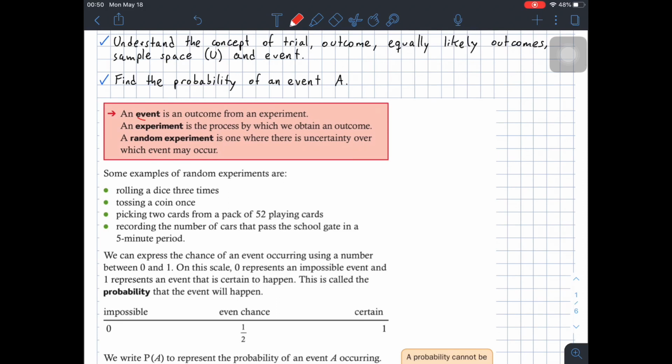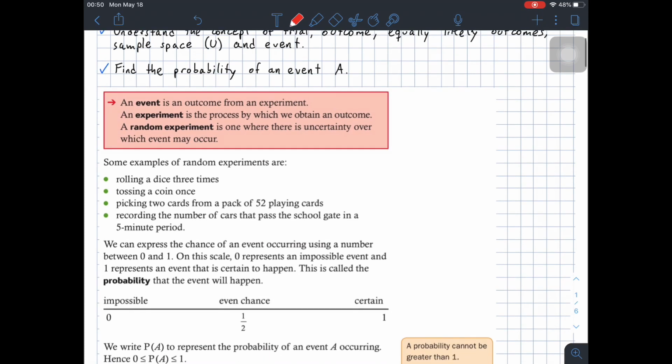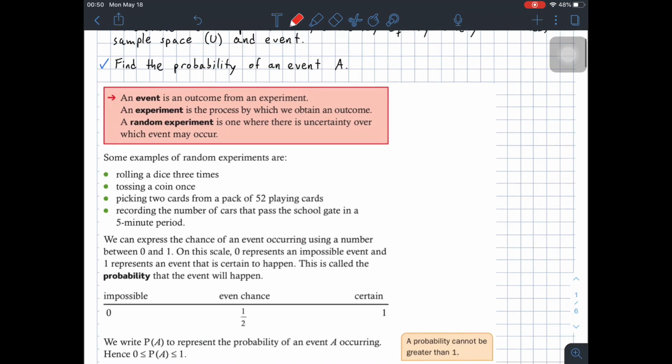It says an event is an outcome from an experiment. For example, if we talk about picking red color, the experiment is picking from an option of colors. The event is actually picking color red, for example, right? Then an experiment is a process by which we obtain an outcome. It's the process of obtaining the probability. Then a random experiment is one where there is uncertainty over which event may occur.